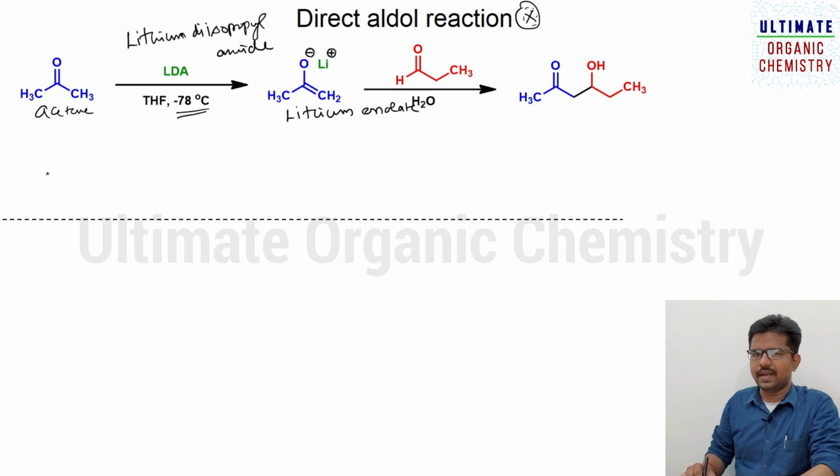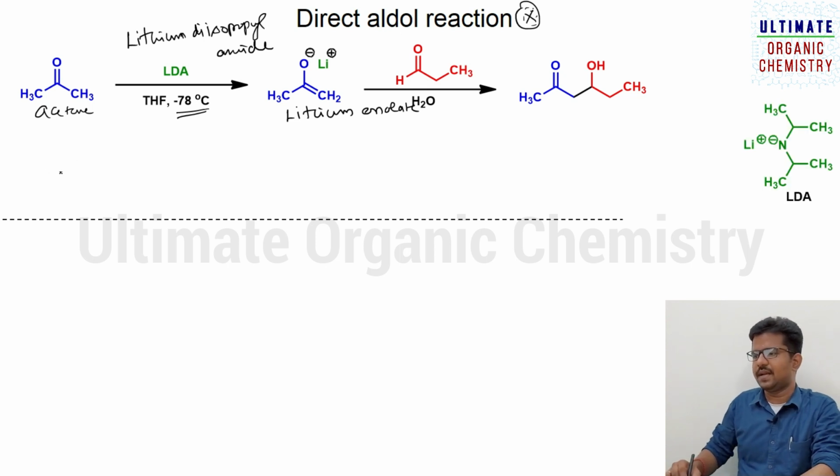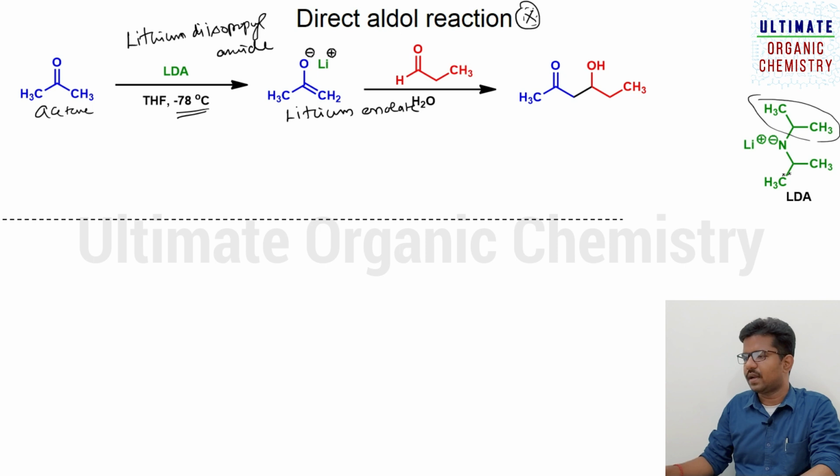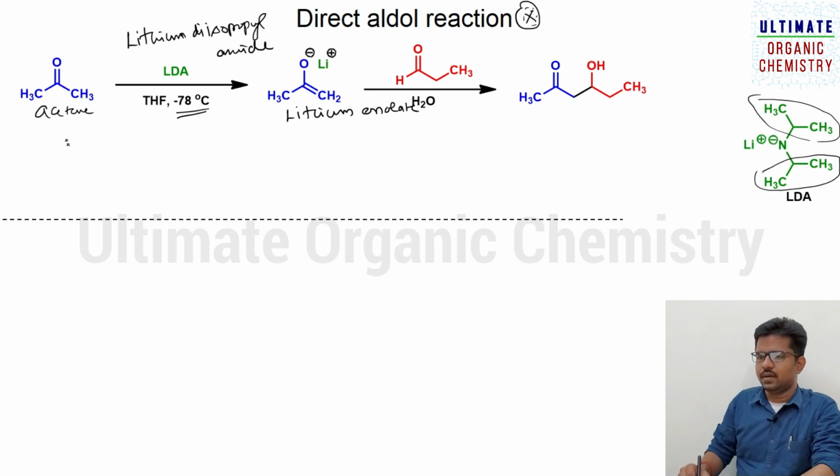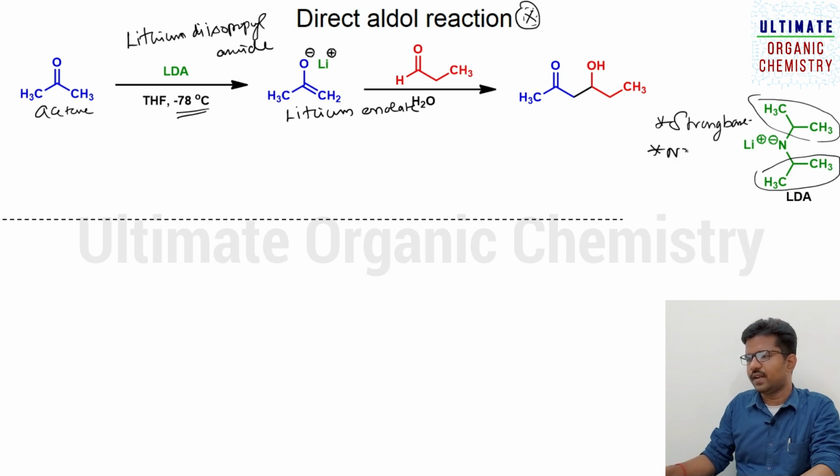So let us discuss the mechanism, what is involved in this. What do you mean by lithium diisopropyl amide? So this is the structure. This is lithium, and here you have isopropyl group, and there are two isopropyl groups. They are called diisopropyl. You have N minus, which is said to be amide, right? So this is a base which is strong in nature. So strong base, you can say, and it is non-nucleophilic, which I will discuss in the upcoming videos.